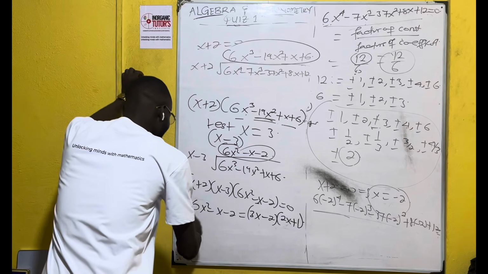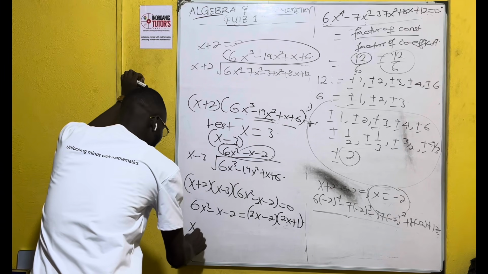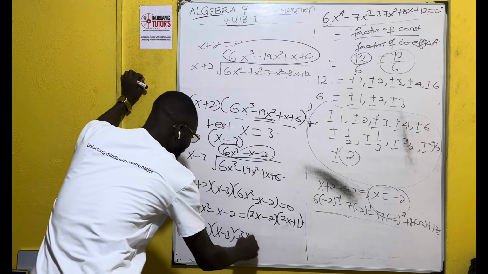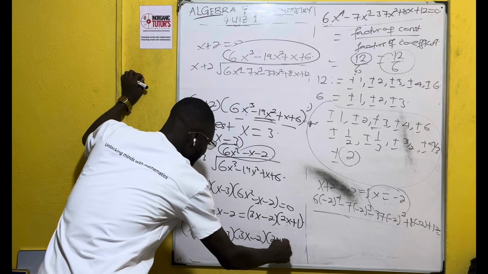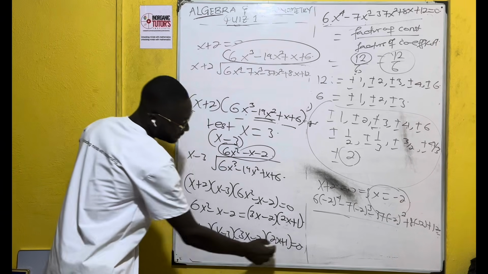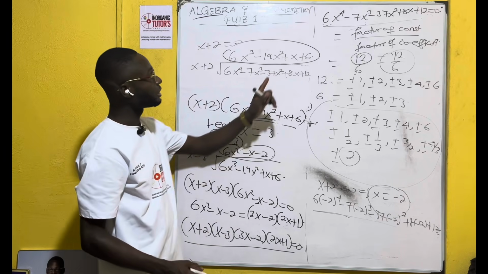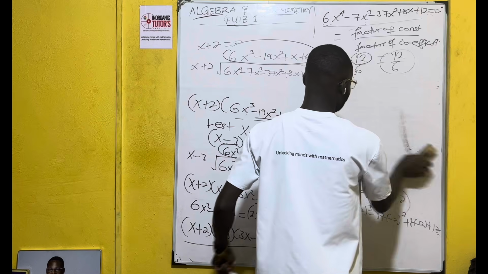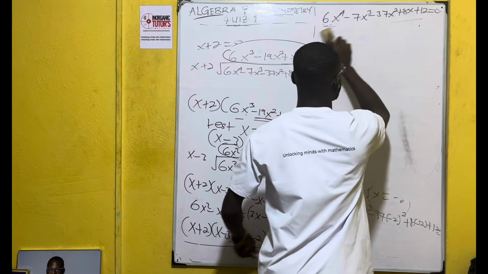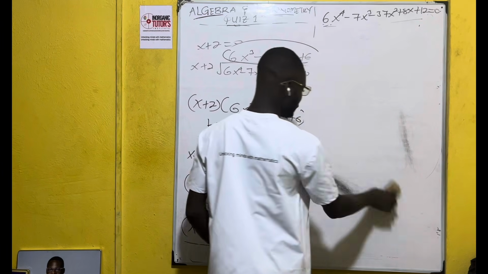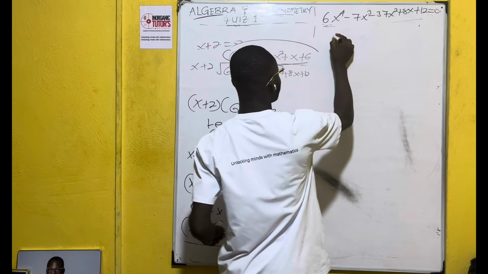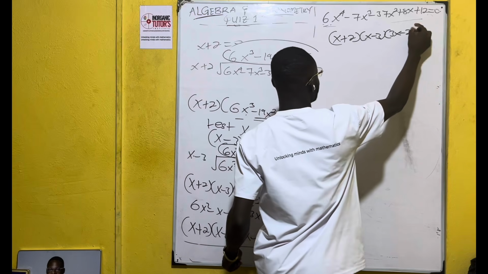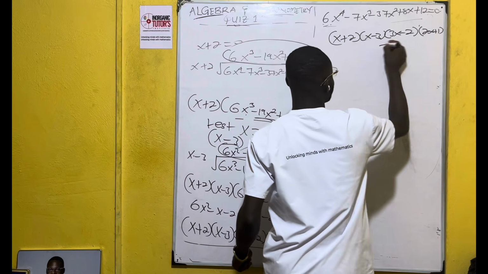So this means that all the factors are going to be x plus 2, x minus 3, 3x minus 2, 2x plus 1 equals 0. So these are the factors of this polynomial function, right? So we're going to have x plus 2, x minus 3, 3x minus 2, 2x plus 1 equals 0.